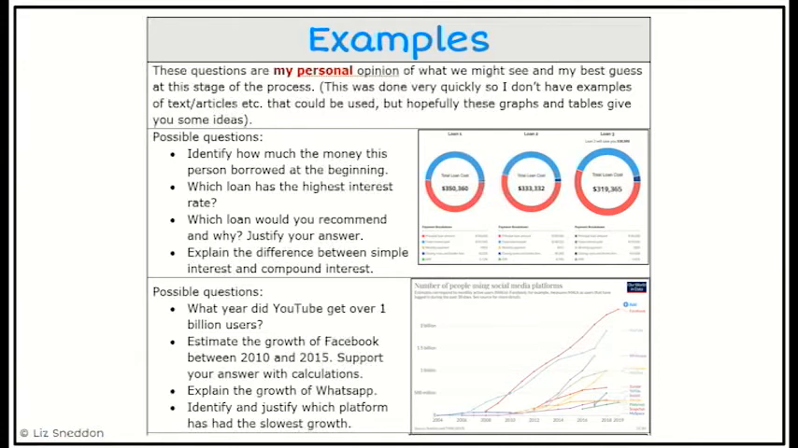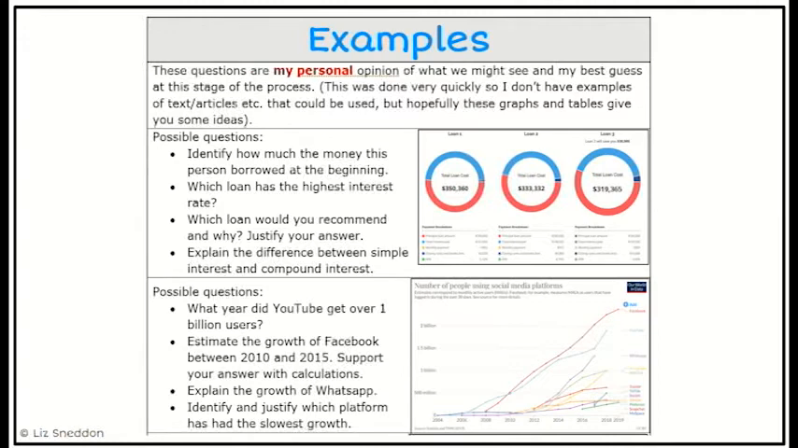The questions to start with at Achieved level would be that idea of extracting information from it. So how much money has that person borrowed? Which one has the highest interest rate? And then going into the judgment side of it, making an informed judgment: which one are you recommending? Justify and explain that. And then you can even go into the difference: what's the difference between simple interest and compound interest?